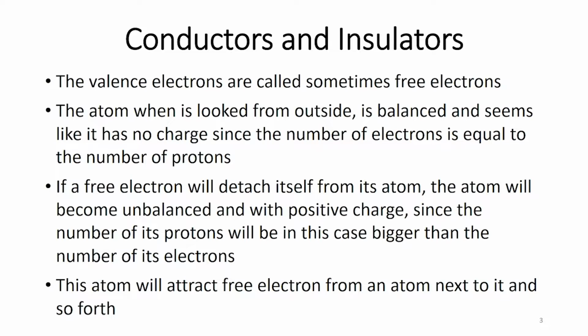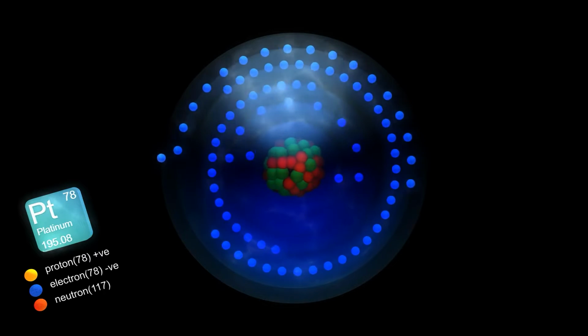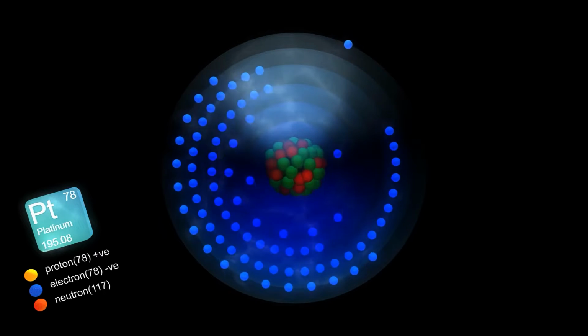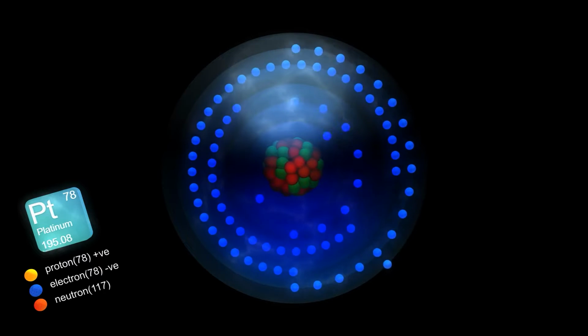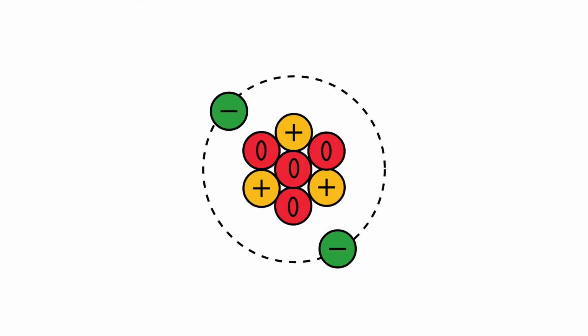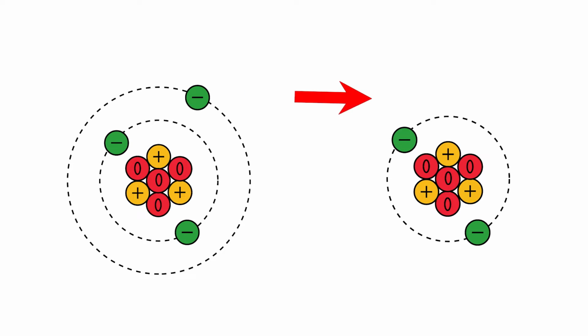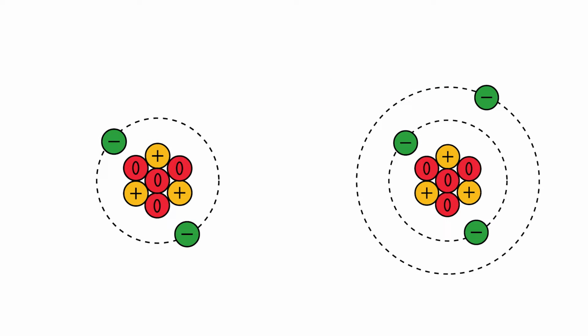The valence electrons are sometimes called free electrons. The atom, when looked at from outside, is balanced and seems like it has no charge since the number of electrons is equal to the number of protons. If a free electron detaches itself from its atom, the atom will become unbalanced and positively charged, since the number of protons will in this case be bigger than the number of its electrons. This atom will attract a free electron from an atom next to it, and so forth.